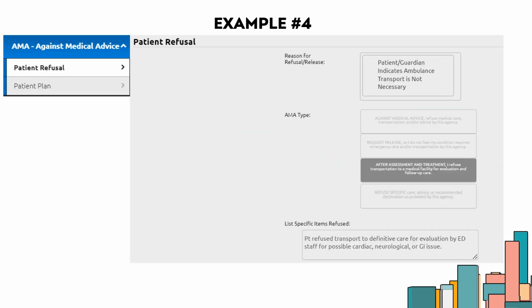Moving on to the AMA section, provided a good job. After their full assessment, the reason for the refusal was a patient indicated ambulance transport was not necessary. On the AMA type, after assessment and treatment, I refused transportation to the medical facility for evaluation and follow-up care. What did the patient refuse? She refused transport to definitive care to be evaluated by ED staff for a possible cardiac, neurological, or GI issue.